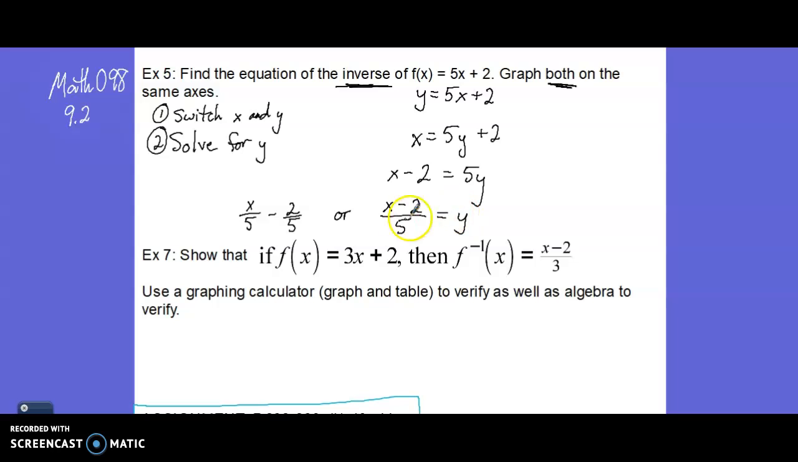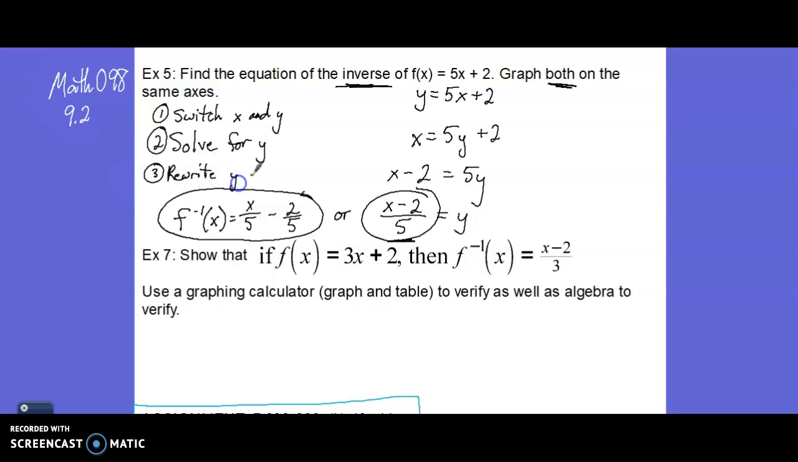Now one more thing, I'm good with either of these answers. I do want you to practice writing this notation though, f inverse of x equals, and then I'll just circle this one. So if you write this answer, just write f inverse of x instead of y equals. And maybe I'll write that as step 3. Rewrite y as f inverse.